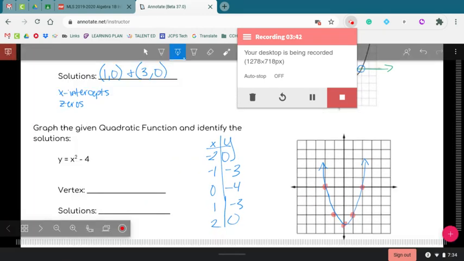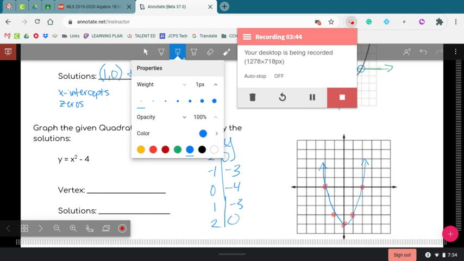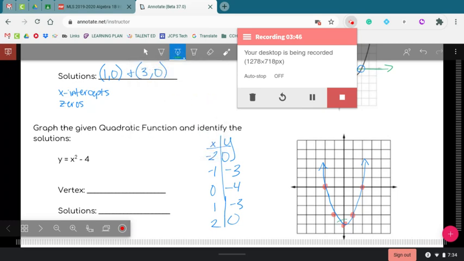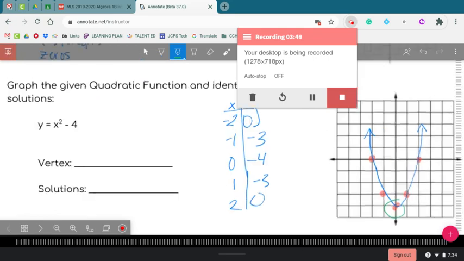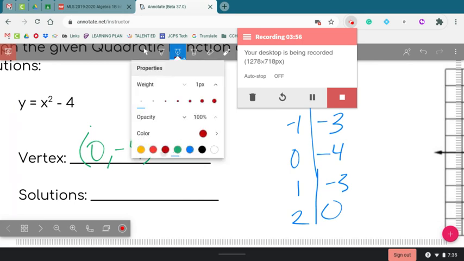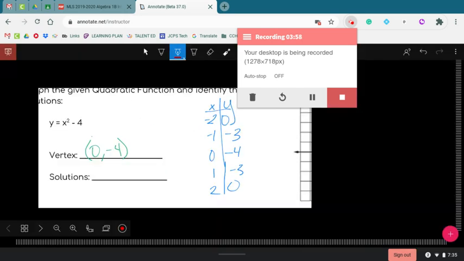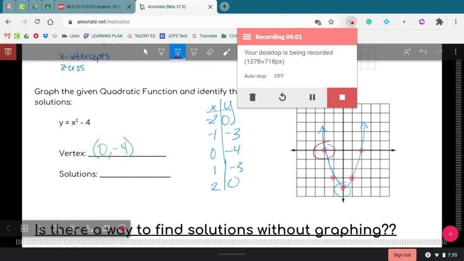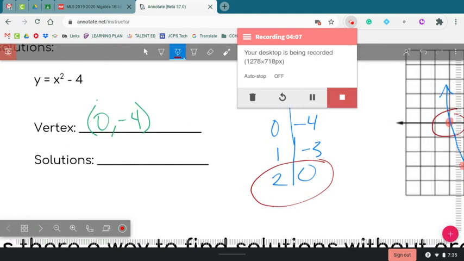Okay, so that is what it looks like. So my vertex is our bottommost point. Our vertex is (0, -4). And then our y-intercept, so we can find our y-intercept a couple different places. So first we see that it crosses our x-axis at these two points. It's also on your table where your y value is 0. So my two solutions are (-2, 0) and (2, 0).